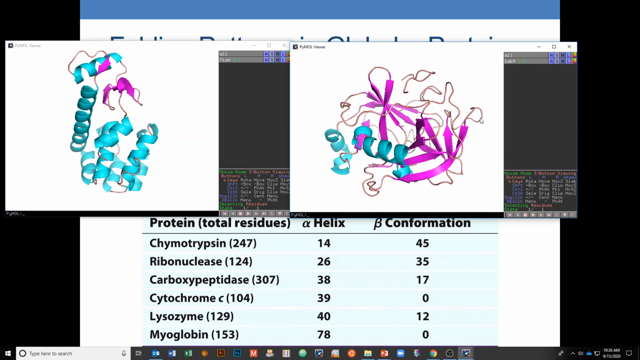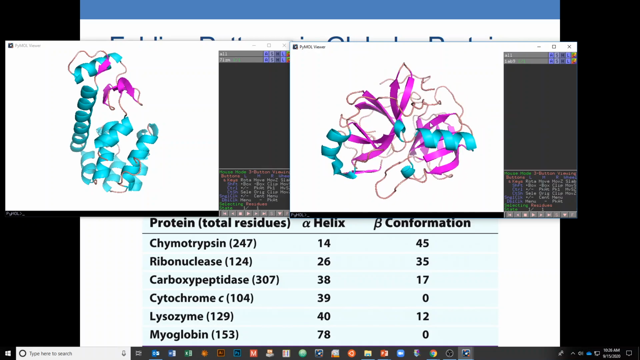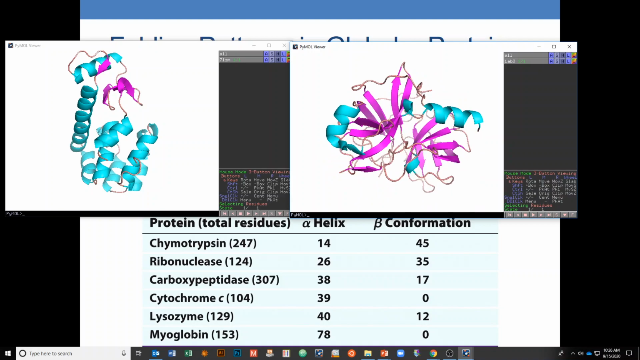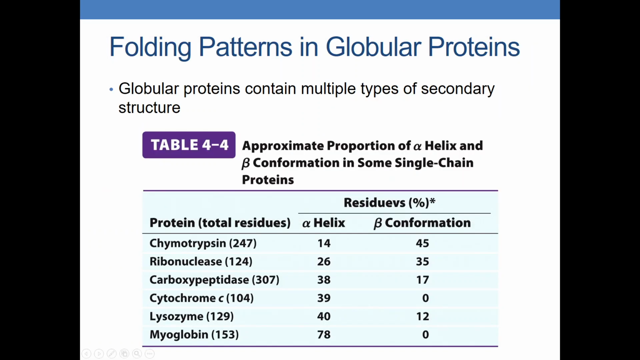So this is just meant as a way to show you that globular proteins are going to be very diverse with regards to their secondary structure composition. You should not expect that they're going to always be all alpha helical or 50-50 alpha helical. They're going to be pretty broad and fairly diverse in terms of that composition.